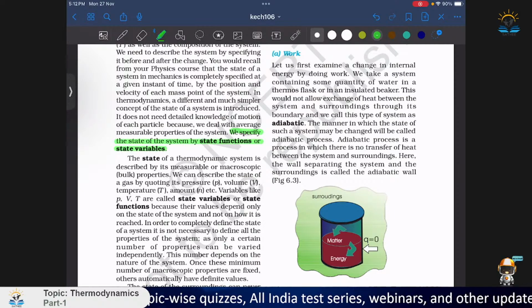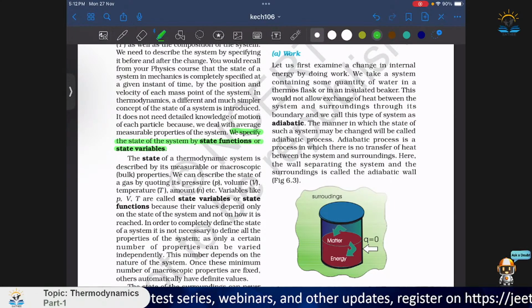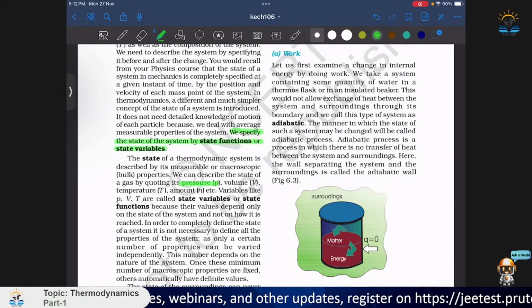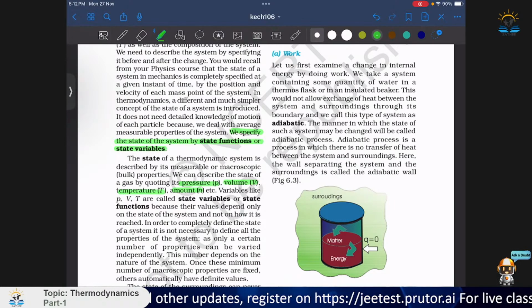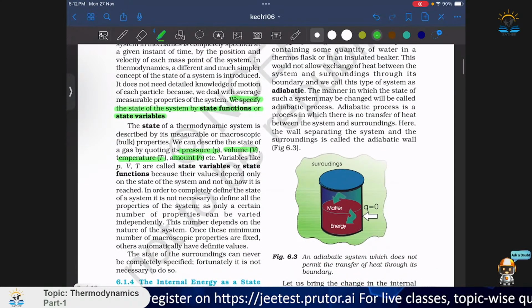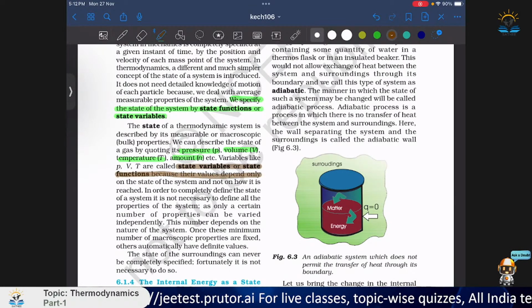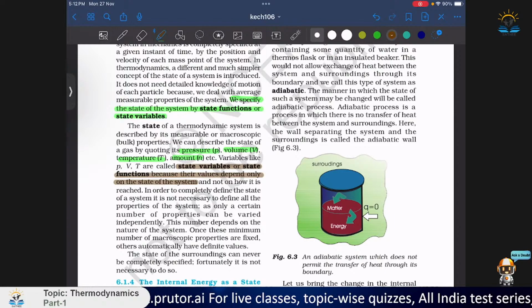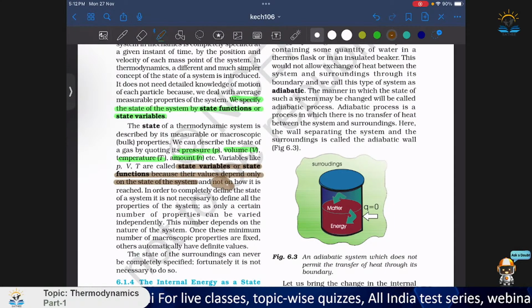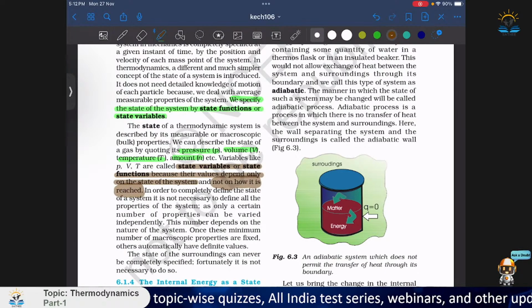This is the practical knowledge you gain from the definition of state. The state functions are pressure, volume, temperature, amount or the moles, and so on. These are state variables. Why are they state variables? The important part here is that their values depend only on the state of the system and not on how it is reached. So you don't see the path here.